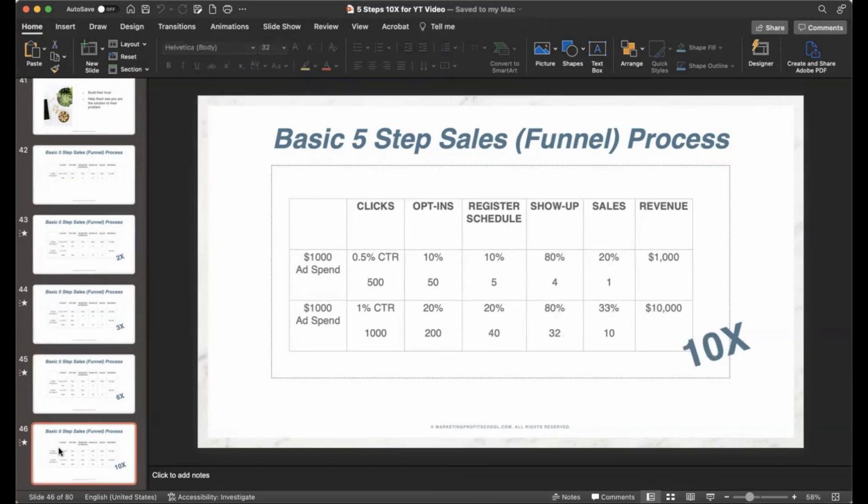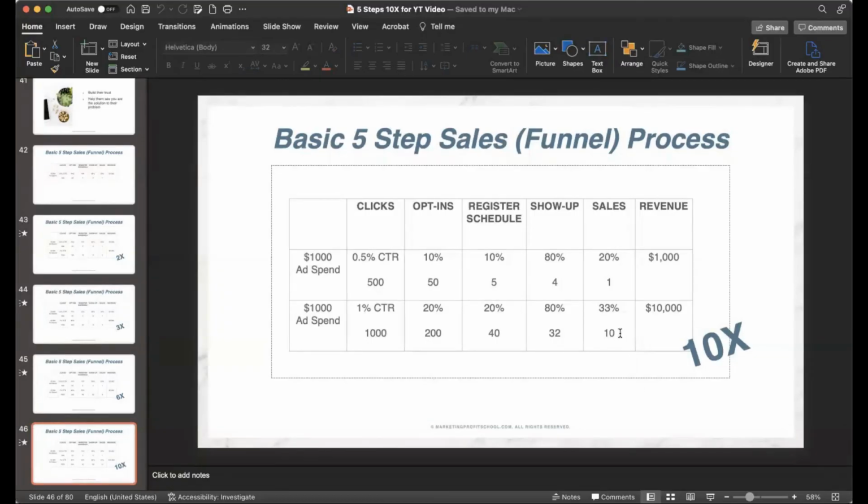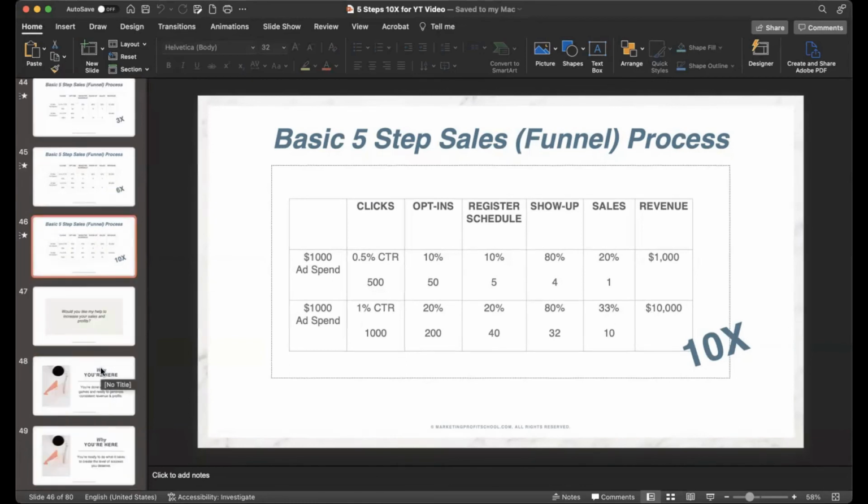Now, let's improve that sales conversion too to a $1,000 ad spend, a 1% click-through rate, a 20% opt-in, 20% schedule, 80% show up, and 33%, you close 1 out of 3. That is 10 sales. So you have just 10x'd your revenue from what it was. Again, if those 10 sales were a $5,000 offer, that's 50 grand. So it's very doable and it's breaking it down.